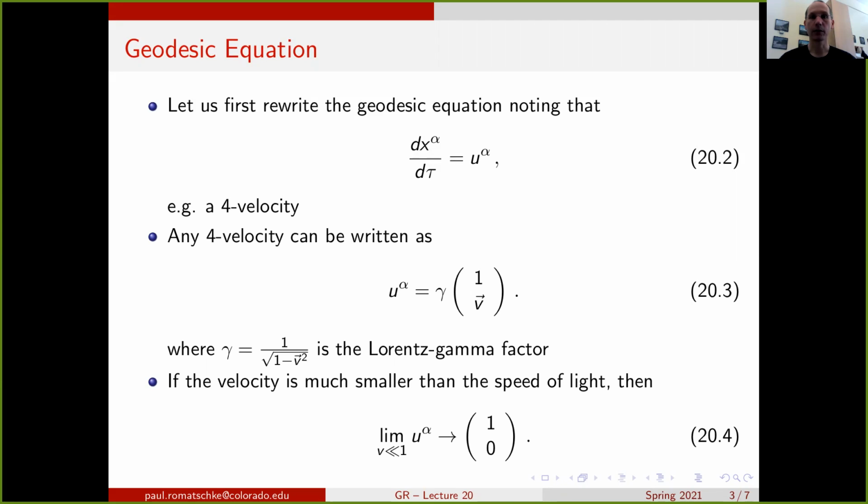Now, I said that we want to look at the non-relativistic limit, meaning that speeds are much, much less than the speed of light. So that means that v here will be much, much less than 1. So the gamma factor can be approximated by 1. And to leading order, I can also neglect the v here. So in this limit, where v is much, much smaller than 1, the 4-velocity just becomes a vector that is pointing in the time-like direction and has a 0 in the space-like direction.